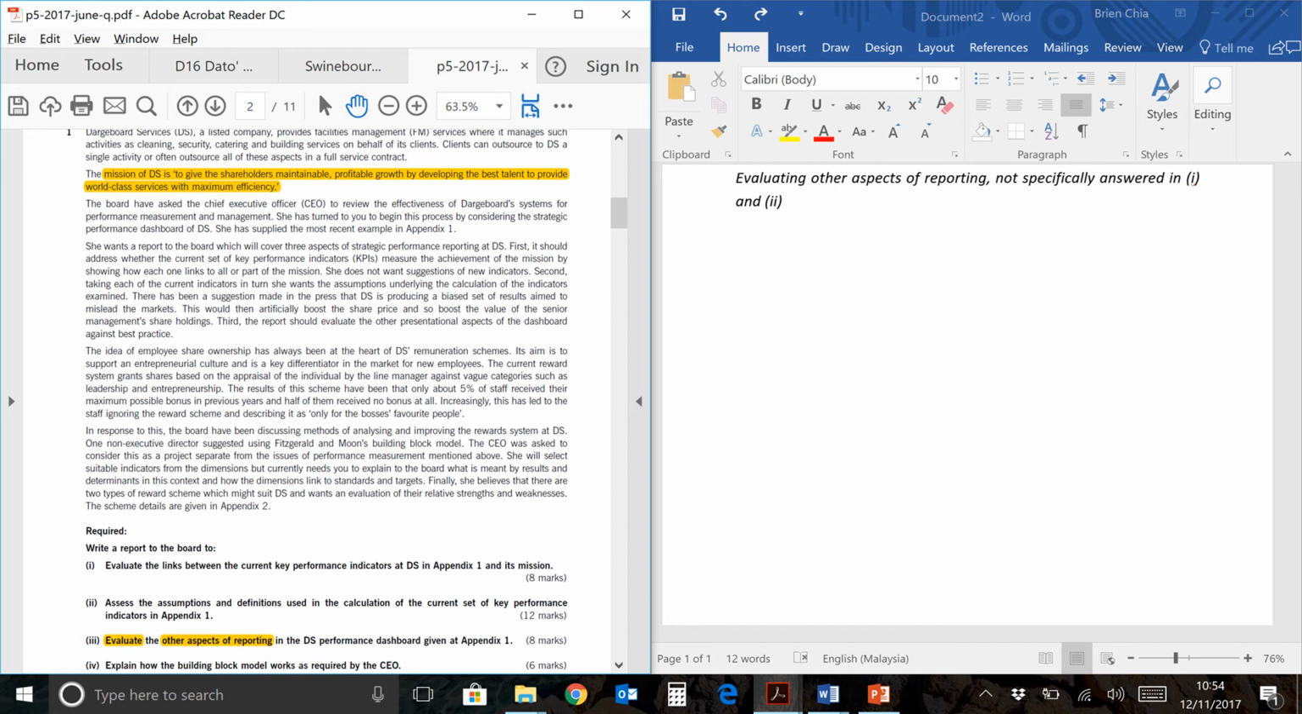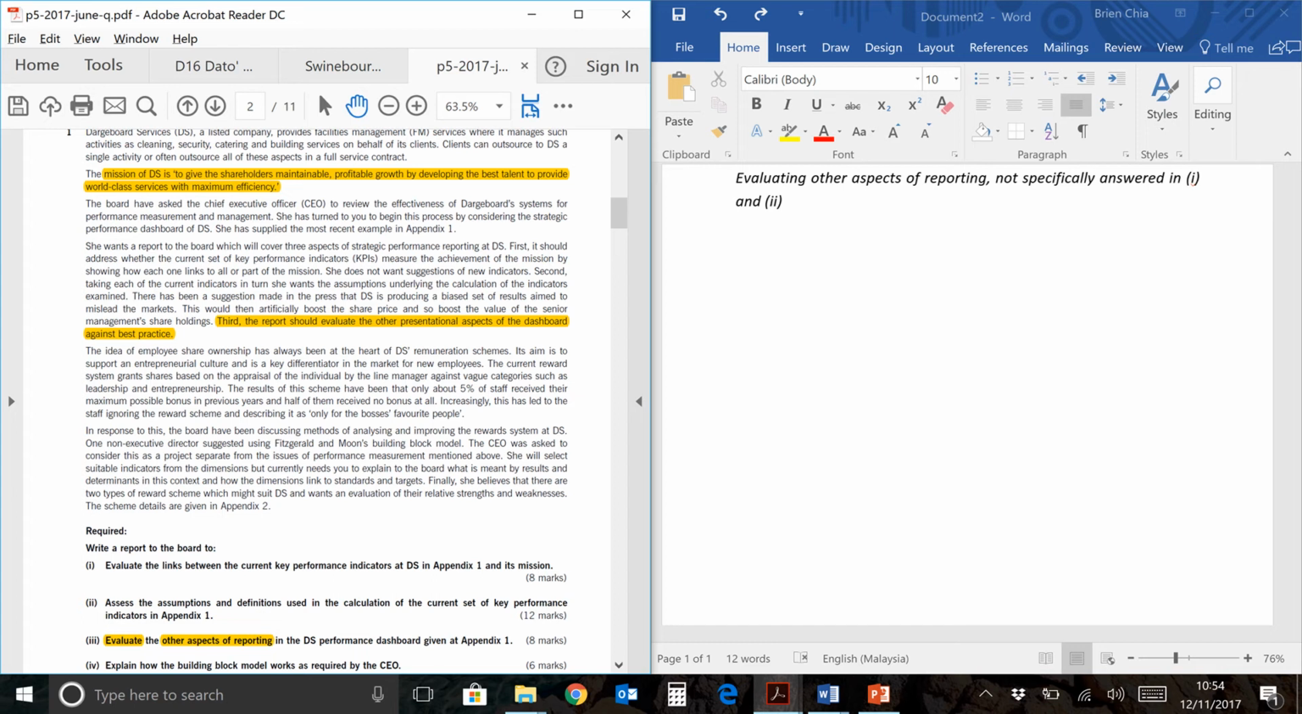Number 2, there's a very important sentence which is over here. The CEO has asked you to evaluate 3 aspects of strategic performance reporting, and the third aspect, the report should evaluate the other presentational aspects of the dashboard against best practice. So best practice usually means things that should be done. That means we're looking at things which are missing from the report, things that should be there but maybe were not there.